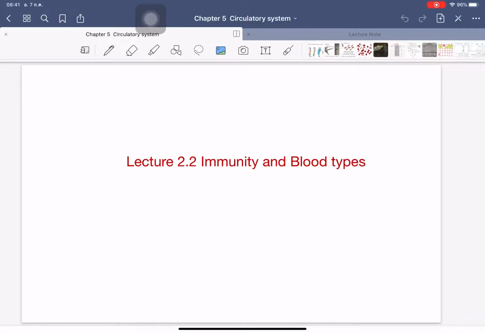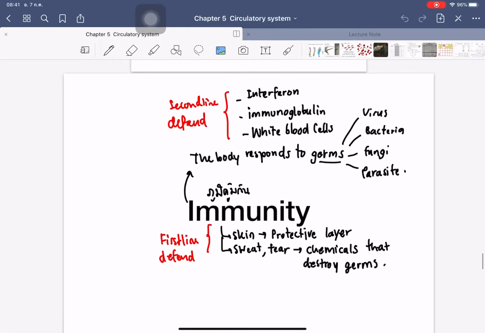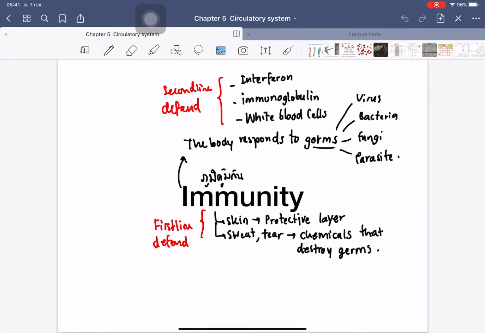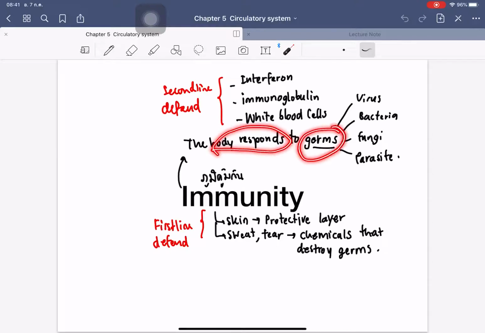Point 2, it is immunities and the blood type. Okay, the immunities means, in Thai we use the term ภูมิคุ้มกัน, it is how the body responds to the germs, and we have many types of germs. For example, the virus, the bacteria, the fungi, and the parasite. Or for example, it is parasitic worm.